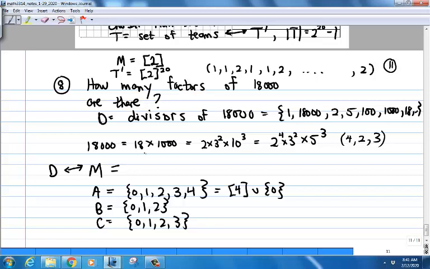And so you're saying our set model here is equal to the cross product of, there you go, A cross B cross C. Now, do we know how to count that?